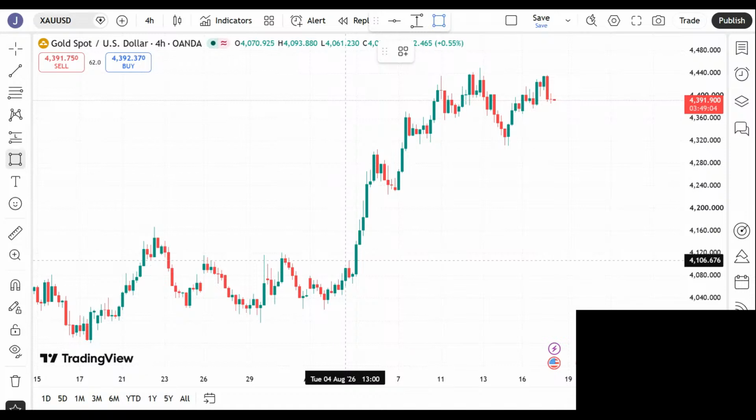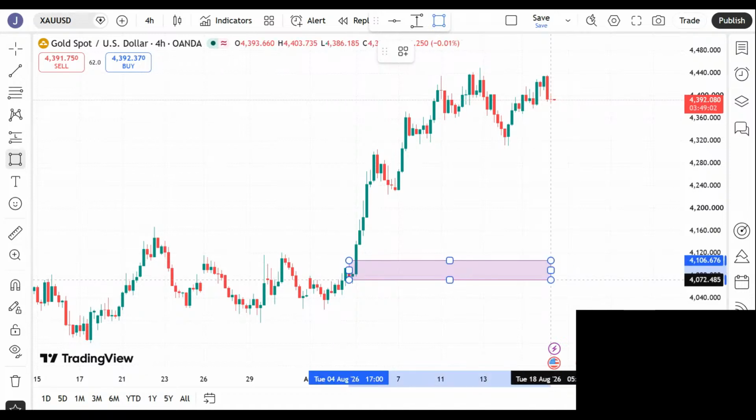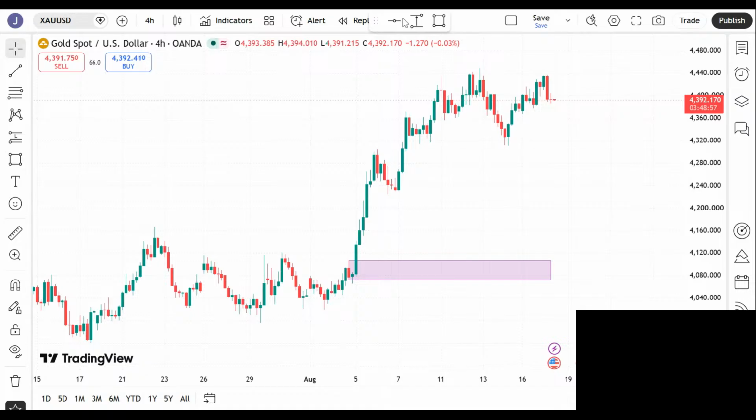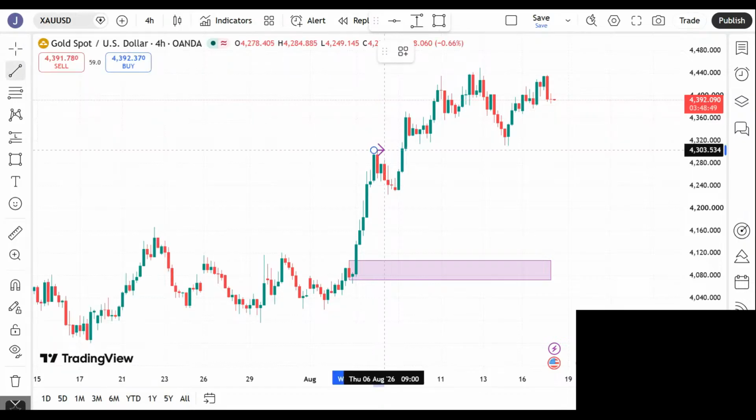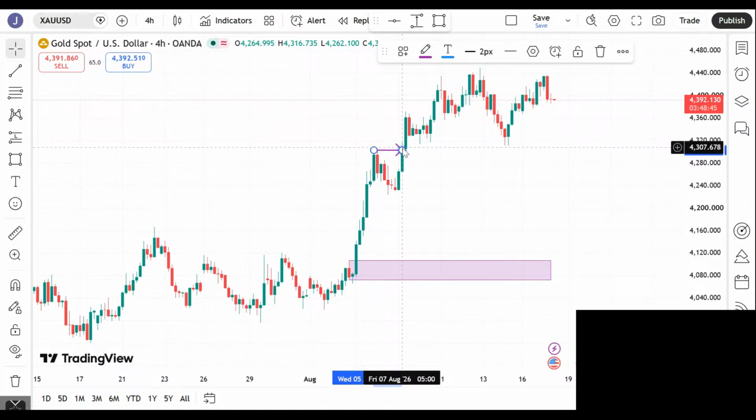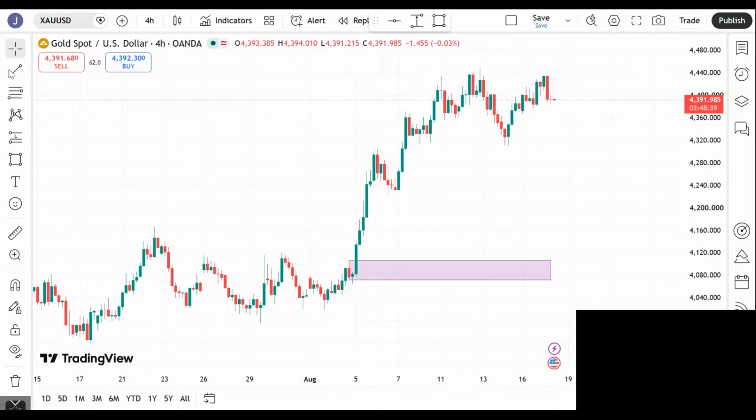So looking at this, you know that this is another block, and then there's a break of structure here. These are what I trade, and I'm going to be giving us signals and so on and so forth. So now, if you check here, this is a break of structure. Yes, a very nice break of structure.